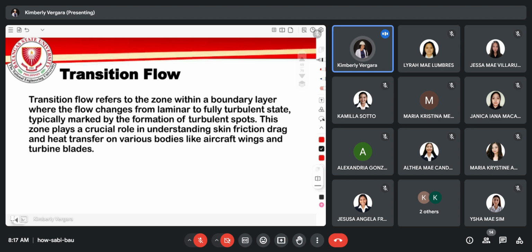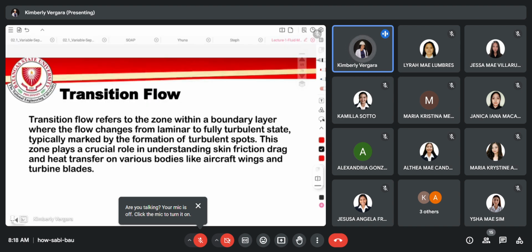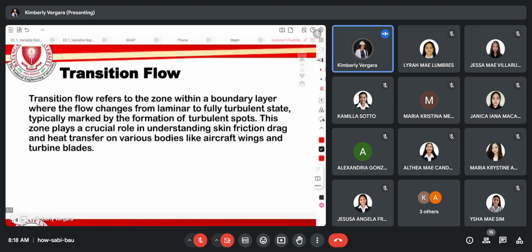This zone plays a crucial role in understanding skin friction drag and heat transfer on various bodies like aircraft wings and turbine blades. So, dito po kay transition flow, sabi dito, it has a crucial role in understanding skin friction, drag, and heat transfer. Mas ma-encounter niyo po itong sa drag coefficients. And also sa heat transfer.